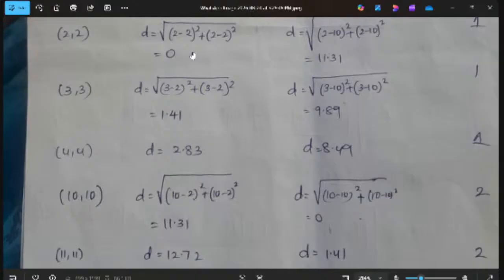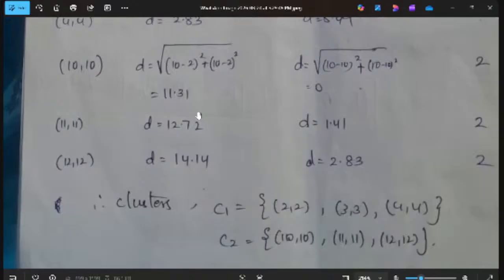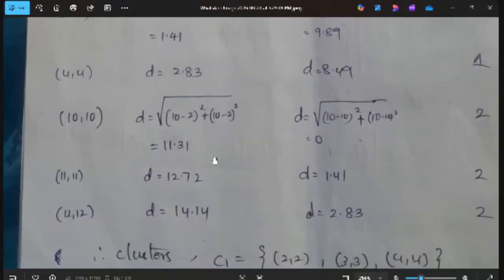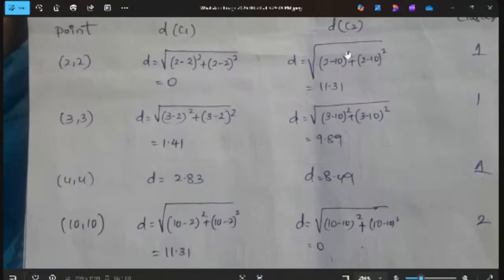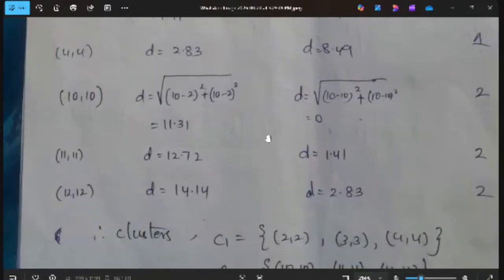Is this (3, 3) nearest to (2, 2)? So that's why it goes to cluster 1. Whereas coming to here, the distances are 11.31 and 0. What is the nearest distance? 0, the second centroid. The data point belongs to the second centroid (10, 10). So that's why the last 3 points will go to cluster 2.